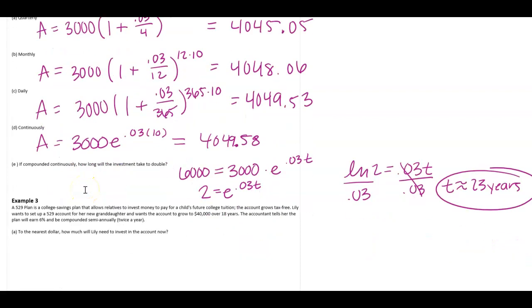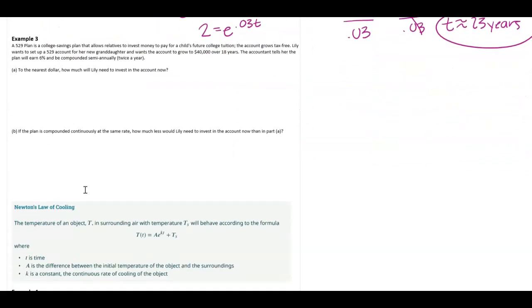All right, let's go ahead and look at another problem. There's a 529 plan that is also an investment plan, and Lily wants to set up this account for her granddaughter, and she wants it to be at 40,000 at 18 years. The accountant says it's going to be at a 6% APR, and we compound twice a year. So how much would Lily need to invest now in order to get this to happen?